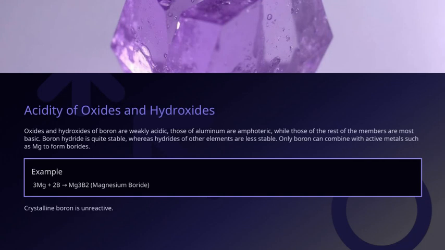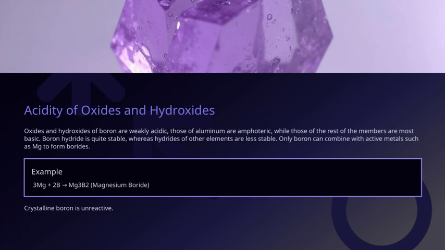Crystalline boron is actually quite unreactive, which makes it interesting in terms of its chemical behavior. For example, when magnesium reacts with boron, it forms magnesium boride, Mg3B2, through this reaction: 3Mg plus 2B gives Mg3B2. This illustrates that boron can form stable compounds with active metals like magnesium.